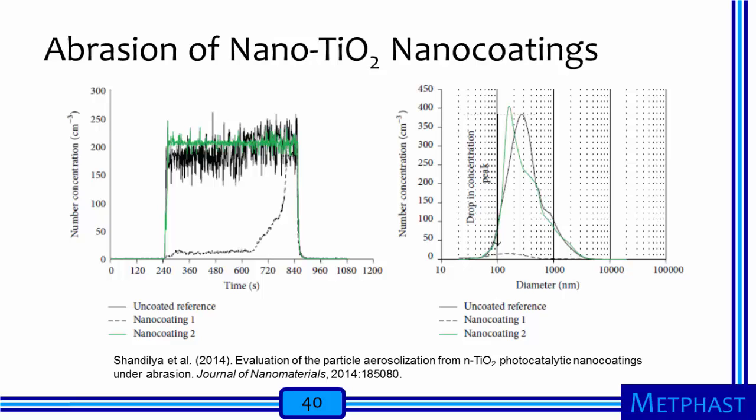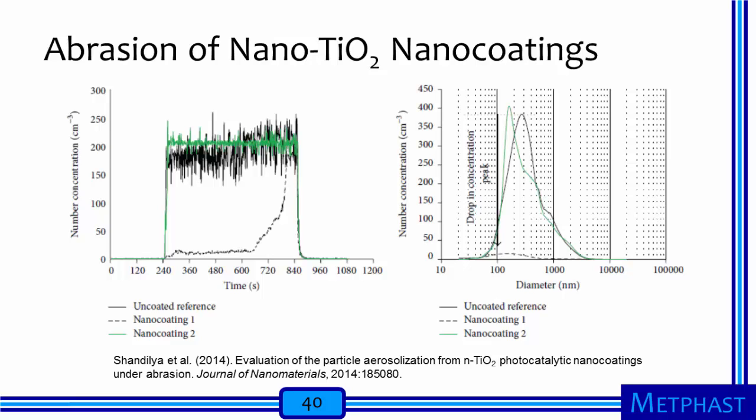Like nanocomposites, surfaces with nanocoatings are sometimes abraded, either intentionally or through natural processes. Chandilia and co-authors assessed the potential for generation of nanoparticles from the abrasion of surfaces covered with nanotitanium dioxide photocatalytic nanocoatings. Abrasion was provided using a standard testing apparatus. Nanocoating number 1 was made from nanotitanium dioxide particles smaller than 8 nanometers, while nanocoating number 2 was comprised of nanoparticles smaller than 40 nanometers.